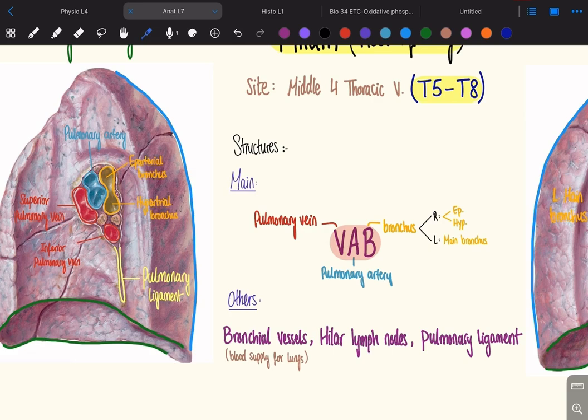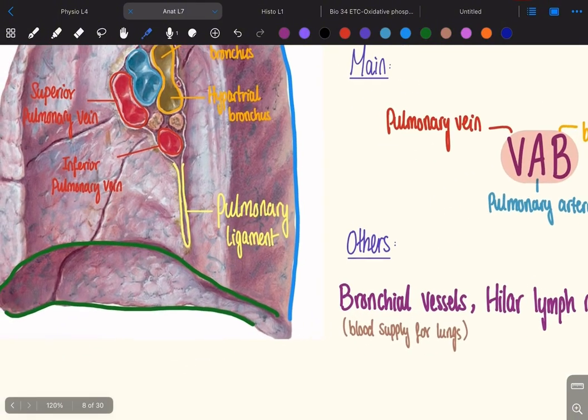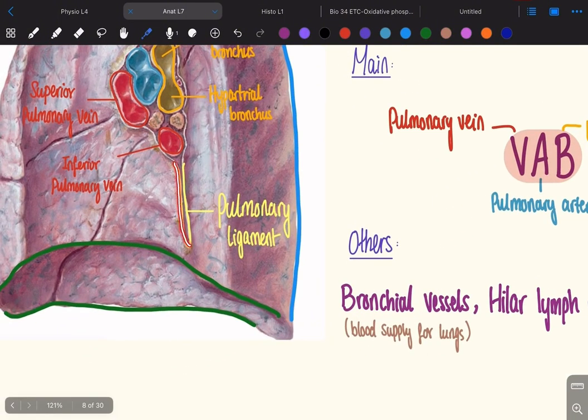Then we have the lymph nodes, and we have the pulmonary ligament. What is the pulmonary ligament? This is the pulmonary ligament. Remember the pleura of the lung that covers the lung? So we have parietal pleura and visceral pleura. So imagine this with me. If you have a paper, you're going to fold the paper, and then fold it back out.